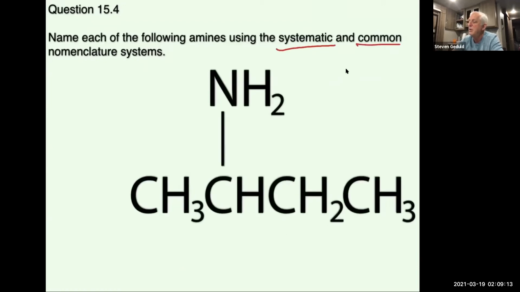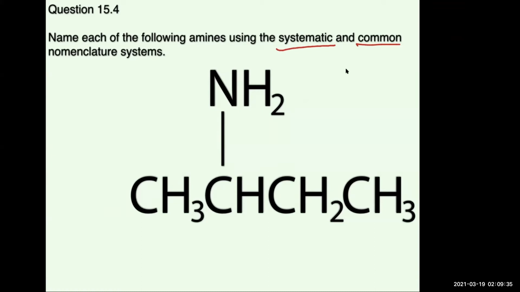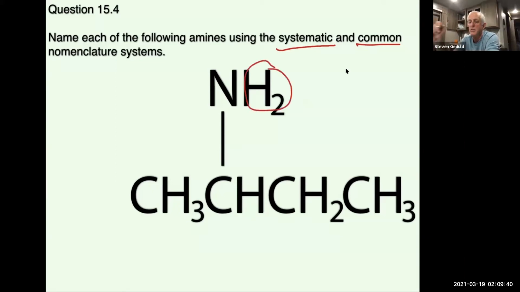Okay. Name each of the names using systematic, which is your IUPAC, and common nomenclature. So name this thing. Let's do the systematic name first. When you do a systematic name, you have to determine whether this is a primary, secondary, or tertiary amine. So that's our first step when we do amines. So what is this? Is it primary? That's primary. Perfect. You're right. Nitrogen has two hydrogens attached here. It's primary. So only one attachment is nitrogen. So there's no N's.